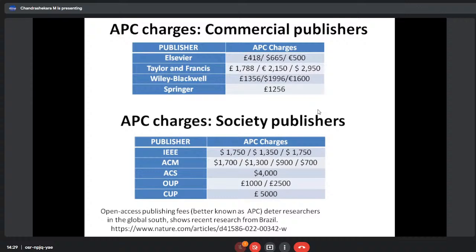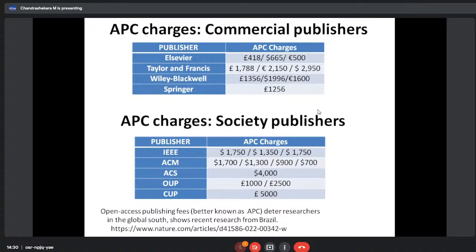And APCs at society publishers. The previous one was mainly for the commercial publishers. Some other society publishers are also available, particularly IEEE, ACM, then the American Chemical Society, ACS, then Oxford University Press, Cambridge University Press, the Royal Society of London, and many more are available. They are charging this much, these society publishers.